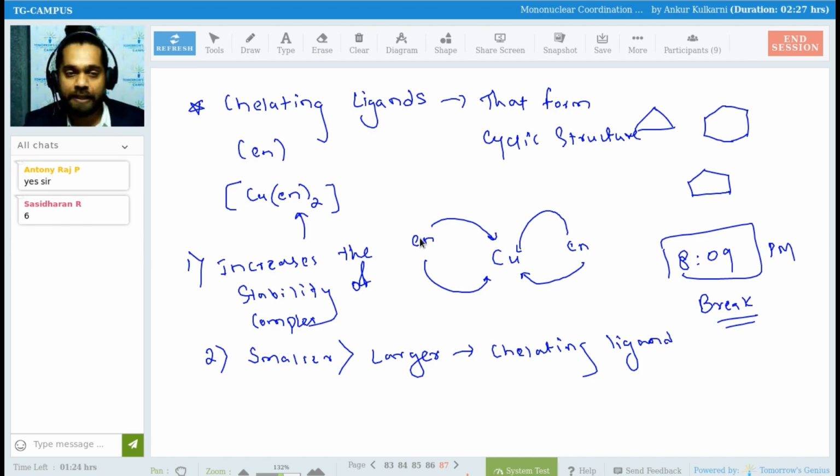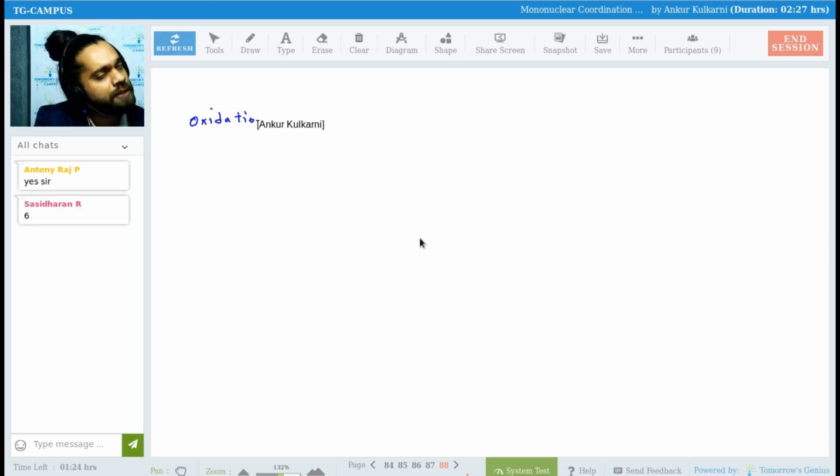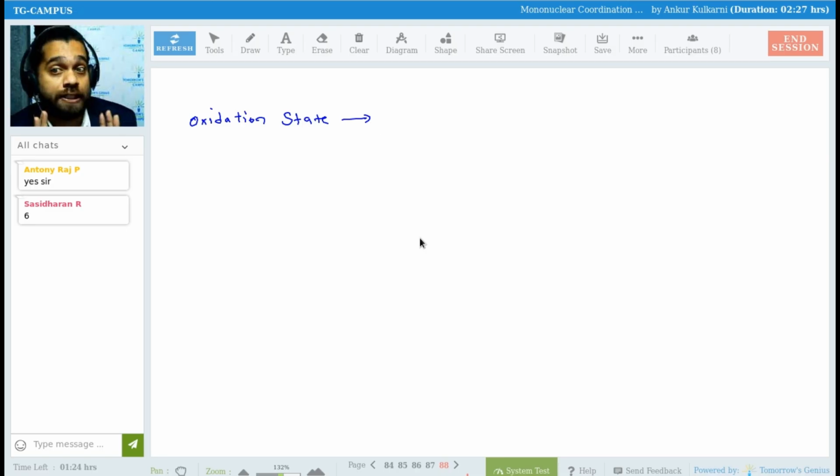Now one last thing before heading to IUPAC nomenclature: oxidation state. We carry out so many oxidation states. What is actually the oxidation state? I know you will say you have a compound, you have the oxidation state, but what is the meaning of oxidation state? Yes, Arjuna?